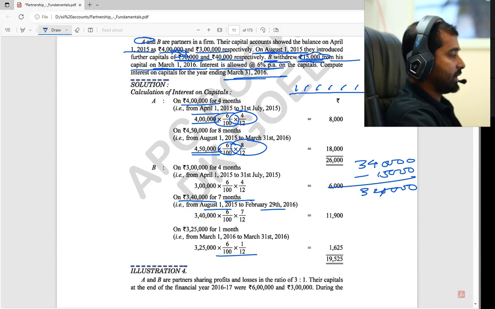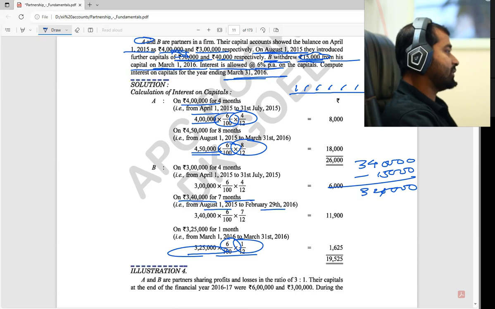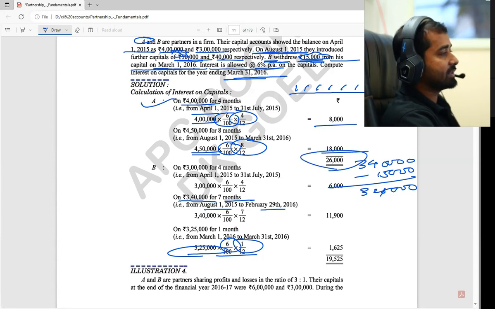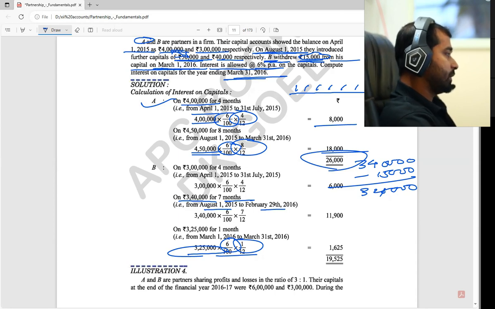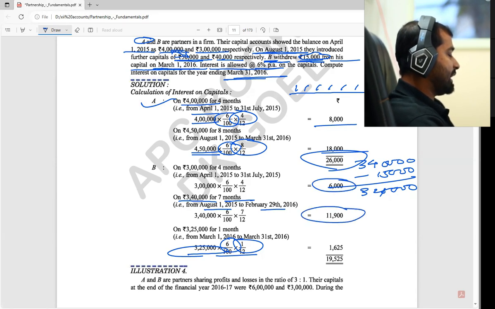So 3 lakh 25,000 into 6 by 100 into 1 by 12. Just calculate like that. A's interest on capital we can easily find out: 8,000 and 18,000, that is 26,000. And B's interest on capital: first one is 6,000, second one is 11,900, and third one is 1,625. Total 19,525.